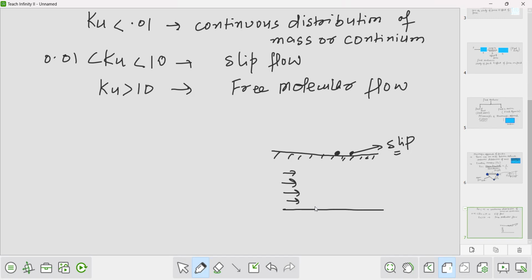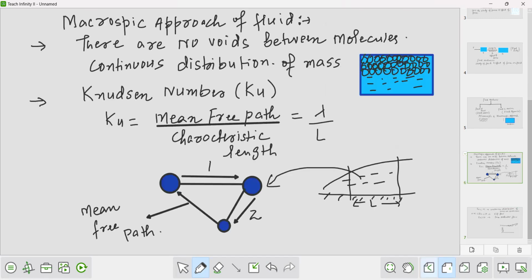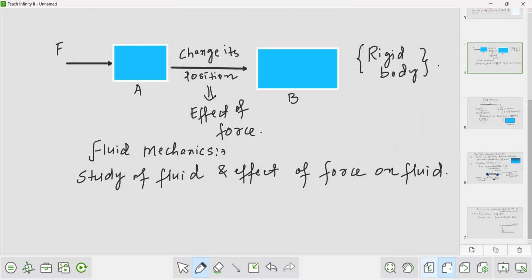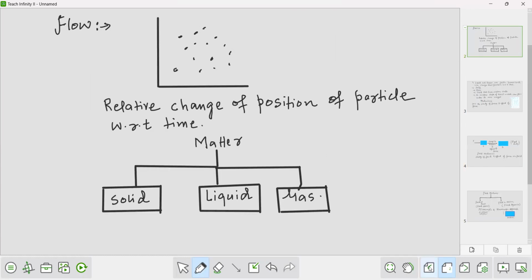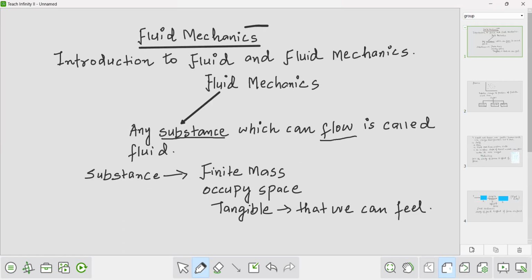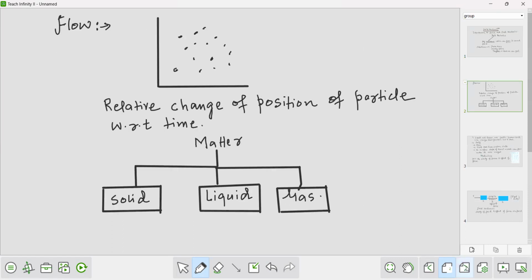In the next chapter, this was all for today, and I hope you got everything I have told you. You got the basic concept of fluid mechanics, and in the next chapter I am going to discuss the further properties of fluid.